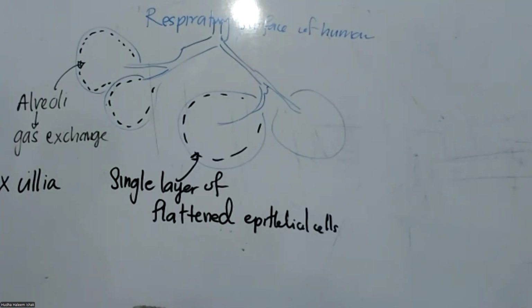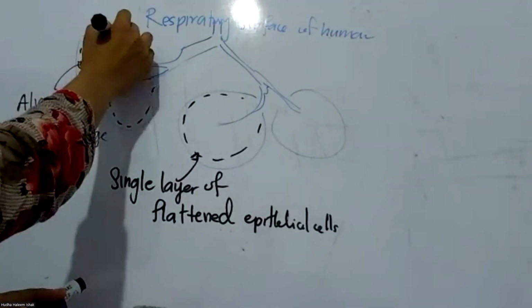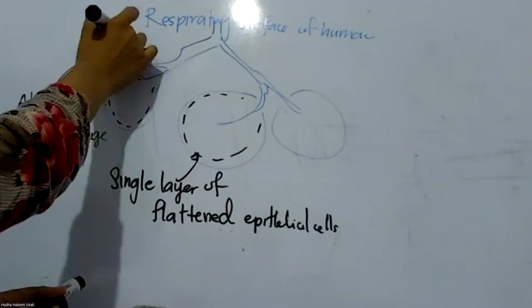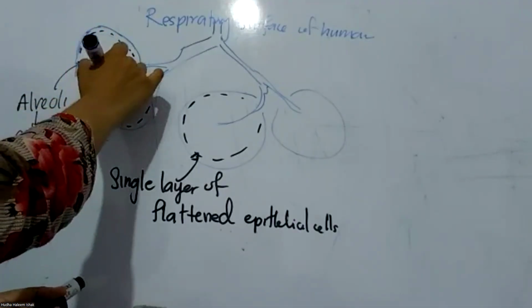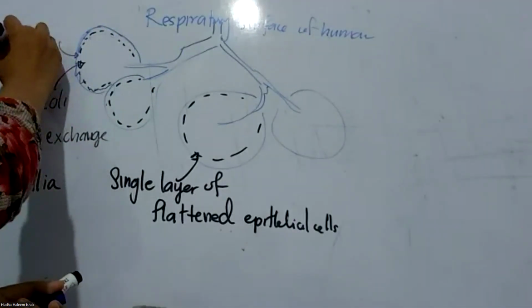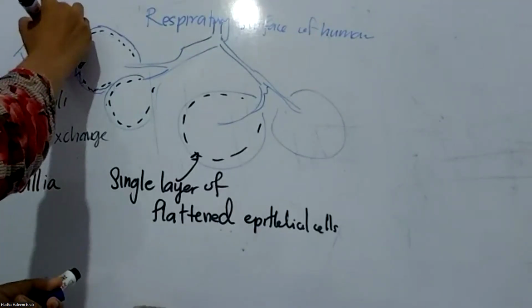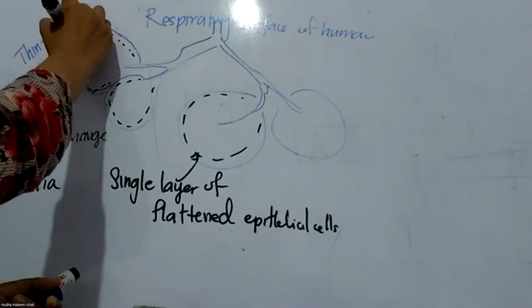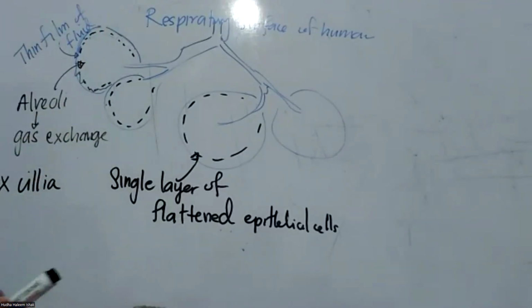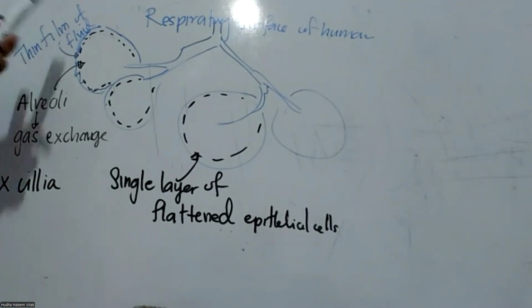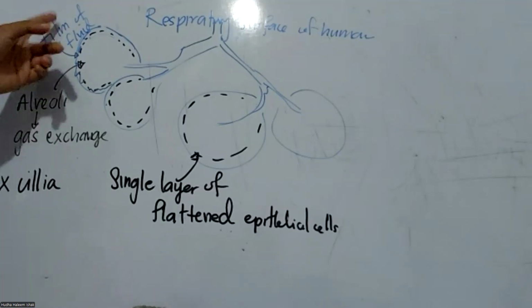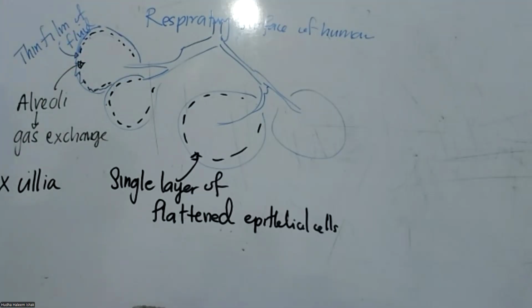Okay, and the inner lining of the alveoli is having what? A thin film of fluid. This inner lining is having a thin film of fluid. A thin film of fluid is present in the inner layer of the alveoli. We studied that when there is a fluid inside the inner layer, all these gases will dissolve, and that is what makes the respiratory surface wet.